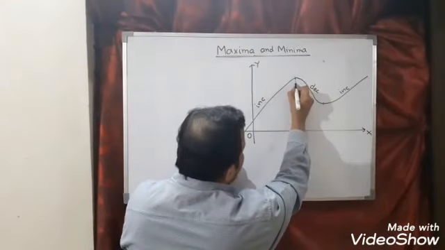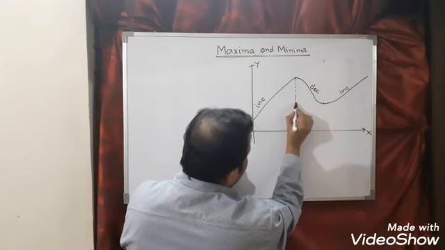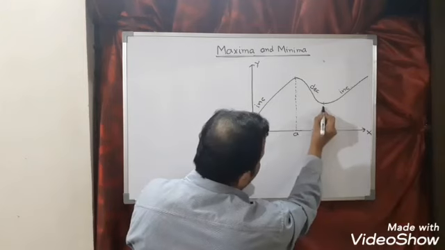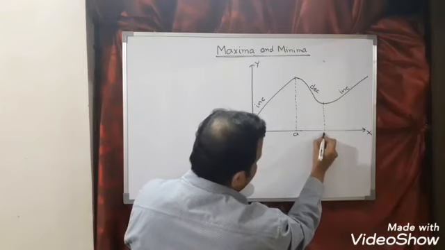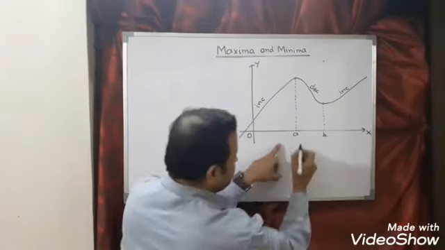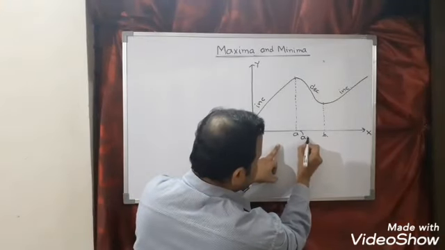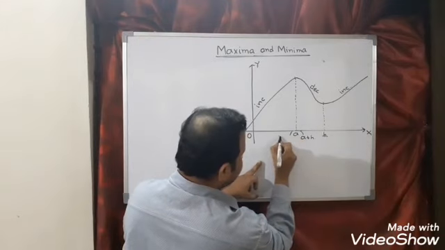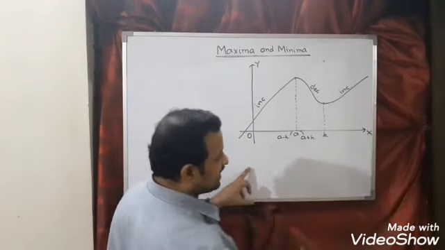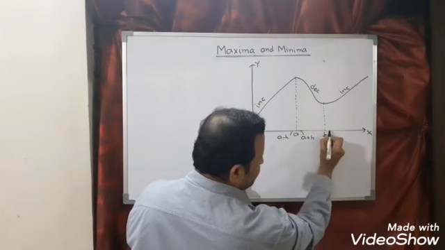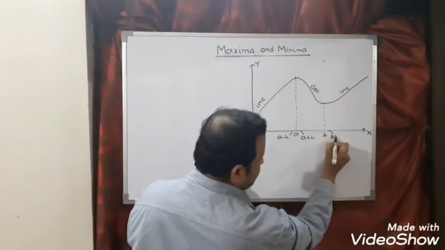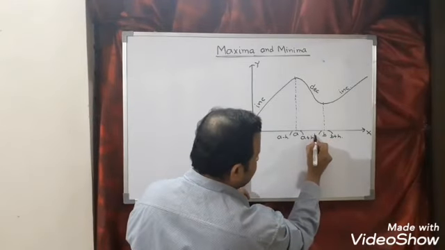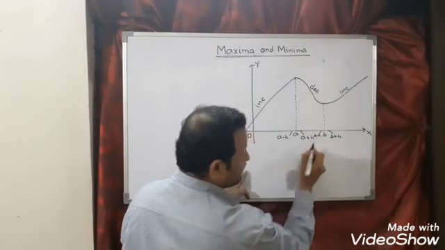Let us take this point as A, and let us take this point as B. Very near to A, this point is nothing but A plus h from the right hand side, and from the left hand side this point is A minus h. Similarly, this is B. Very near to B, this point is B plus h, and from the left hand side this point is B minus h.